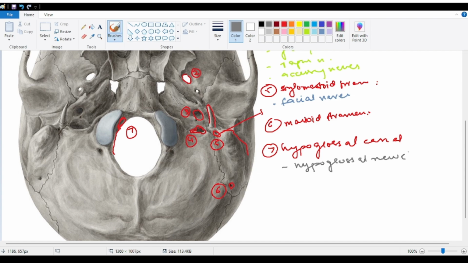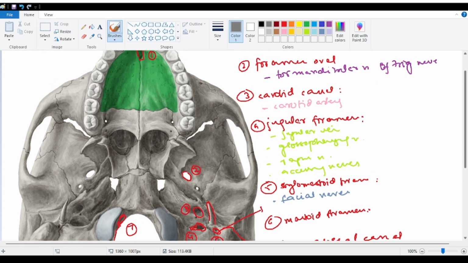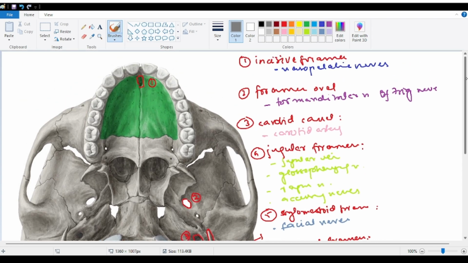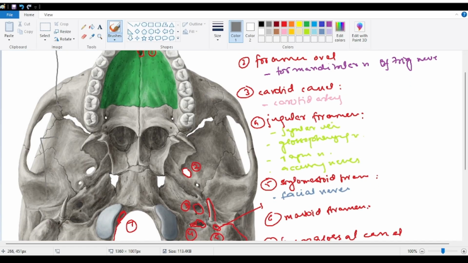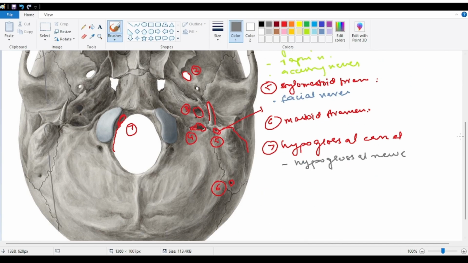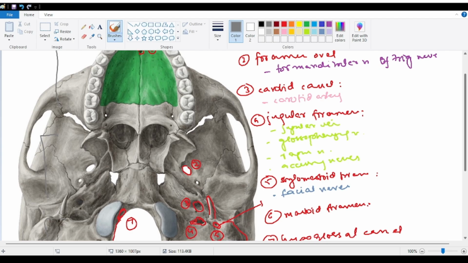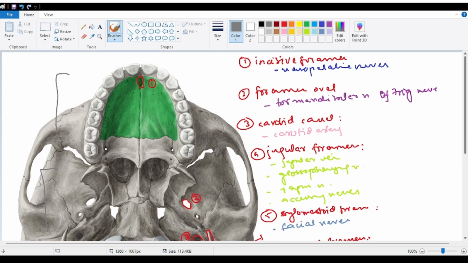So that was all about this whole lecture. First of all, we discussed the anterior part of the inferior view, then the middle part, lastly the most posterior part, and then we discussed important canals and foramens, and their contents, and I used important color coding over here.